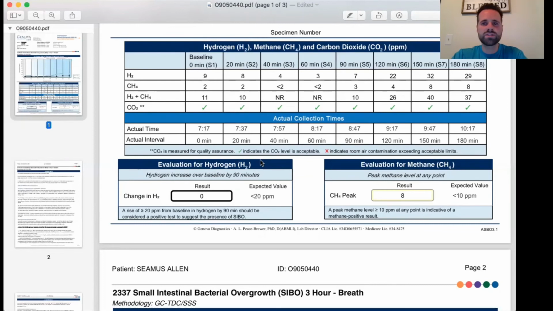So guys, again, this is just a sample SIBO report of actually a test from myself, and I just wanted to give you guys an idea of what a sample report would look like, and also how on a report of findings I would navigate that with a patient.